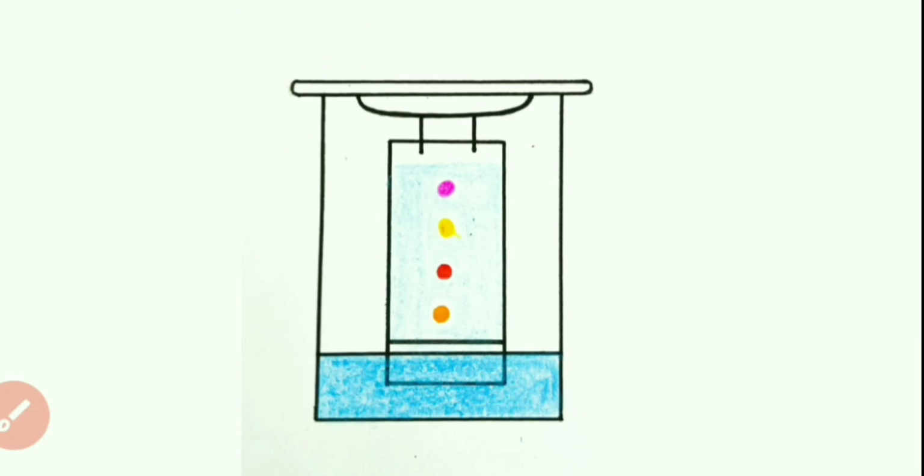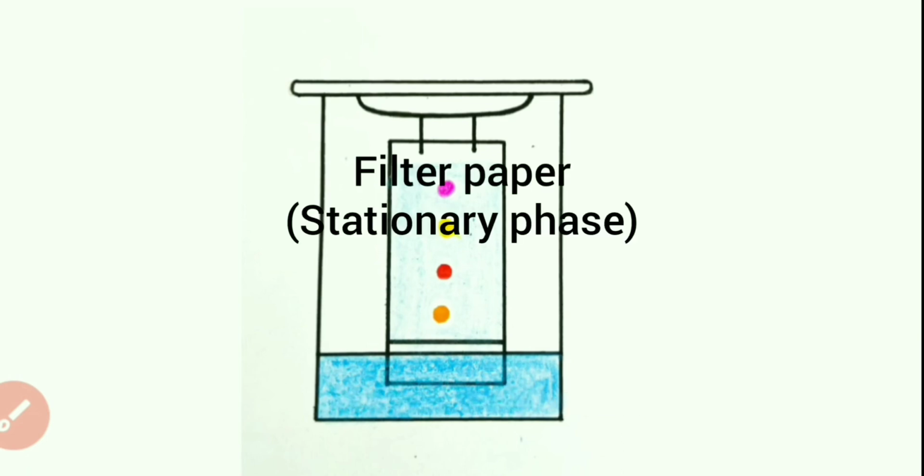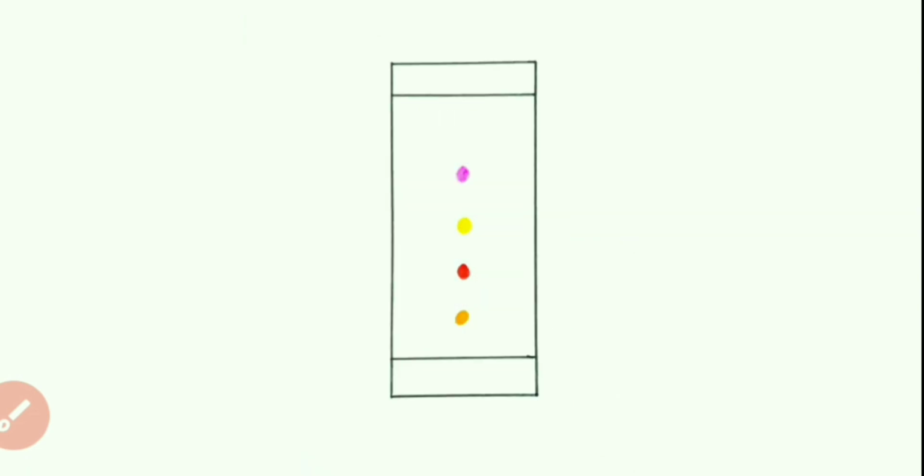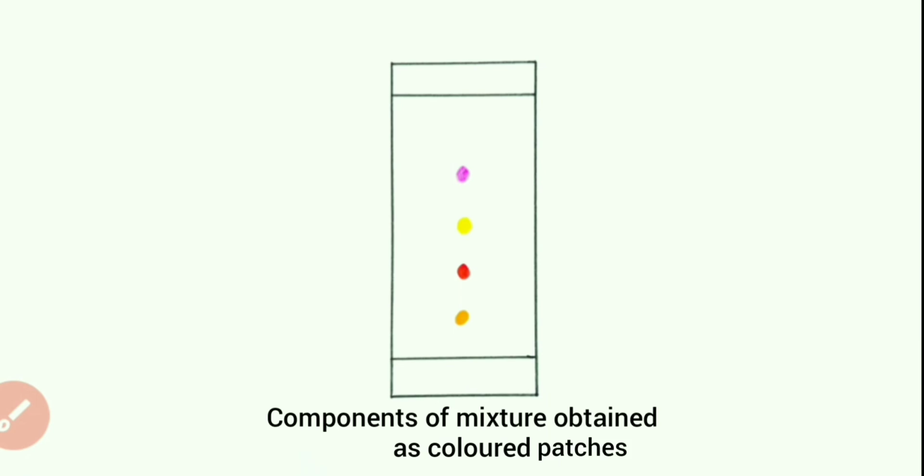Basically, if we are separating black ink components or something like that, then we use simply water as a solvent because it is soluble in water. In case the substances are soluble in any other type of liquid, then we use that liquid as solvent. Now here the solvent is moving up the paper, that is why it is known as the mobile phase, while the filter paper is remaining fixed at a particular place, that is why it is known as stationary phase. We take out this strip of paper and then we let it dry.